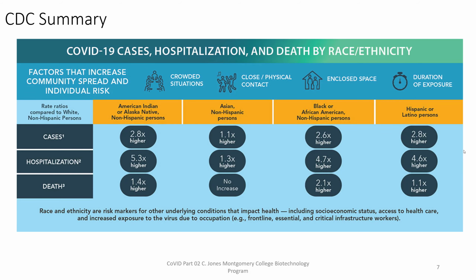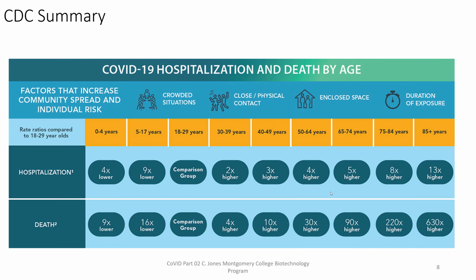If we begin to look at how COVID affects people based on race or ethnicity, what you see is that American Indians, blacks, and Hispanics have a much higher number of cases than Asian non-Hispanic people. Hospitalization rates are greatest for Native Americans, but it's pretty high for blacks and Hispanics, and the death rate tragically is highest for blacks.